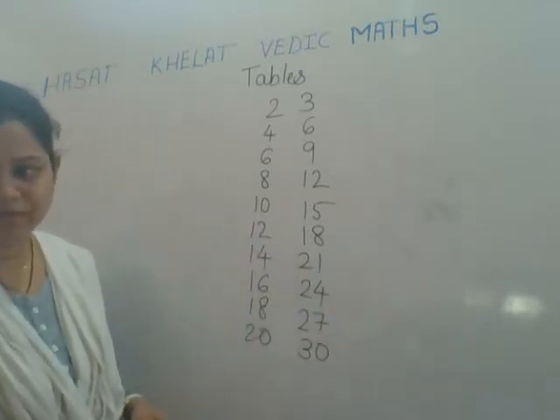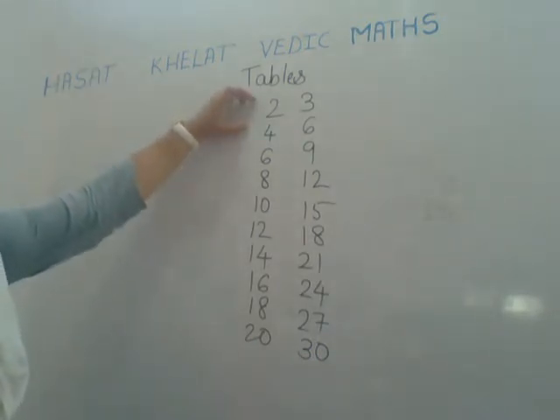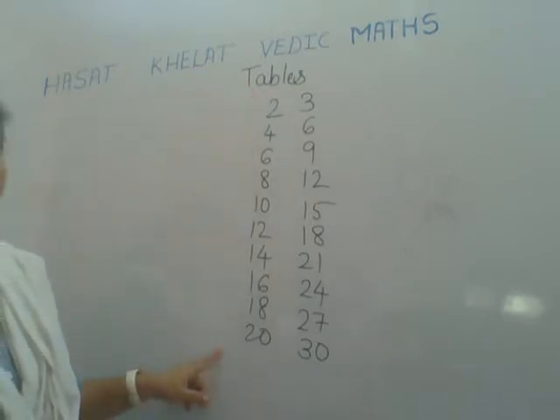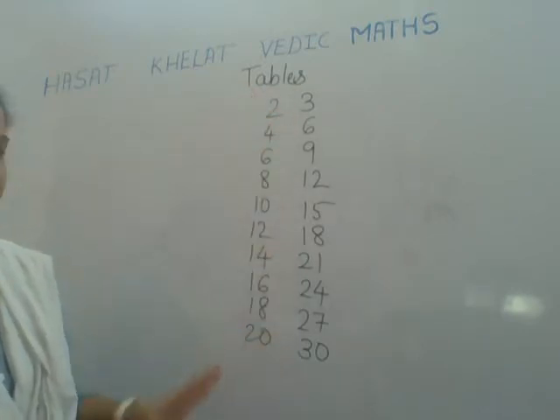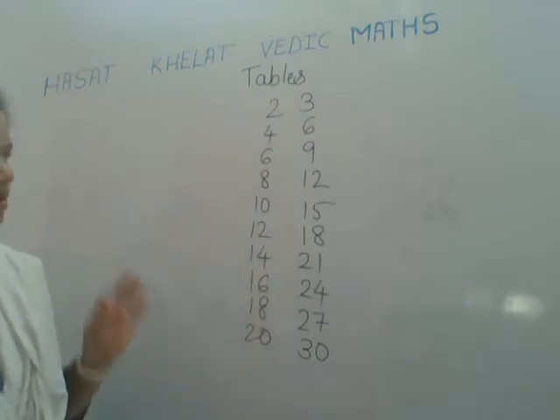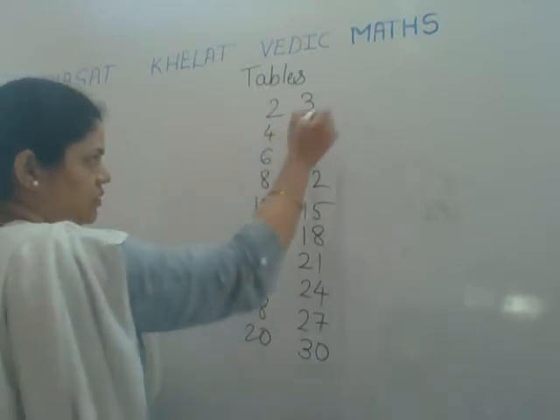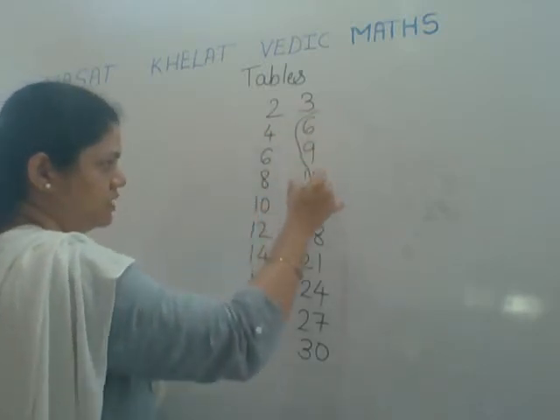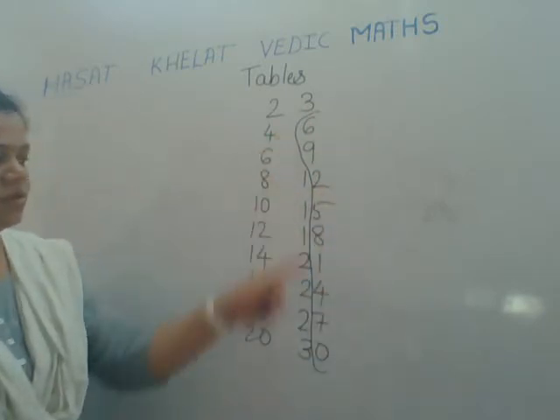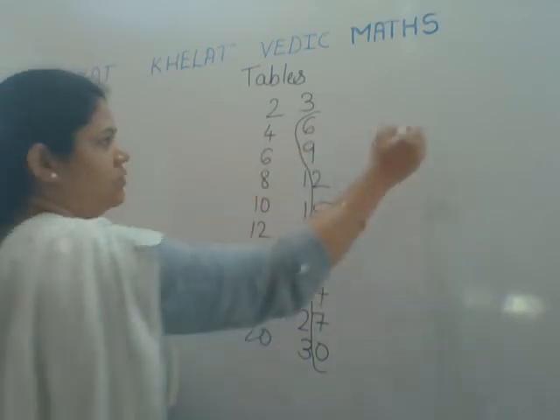Is the table prepared? No. We have to prepare the 23 table. What I have done is I have written the 2 table and the 3 table. As you can see, the 2 table and the 3 table I have prepared. Now from these 2 tables, you have to take the numbers present in the units place. All the numbers you have to write down here.